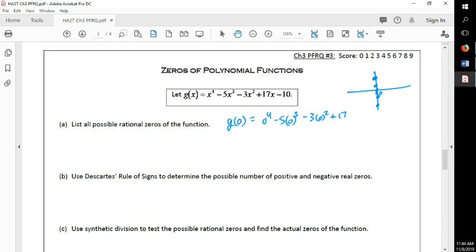This is why it's no contest. You better plug in the 0 to know that your y-intercept is -10. It's too easy to find the y-intercept, so you should.